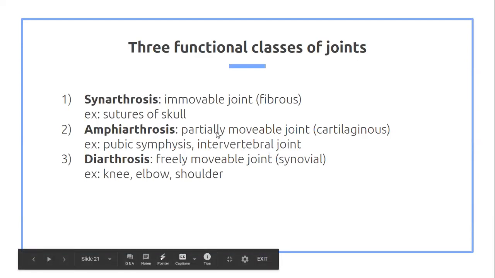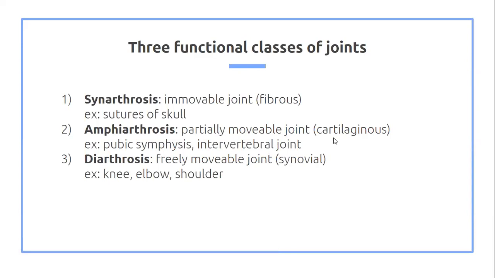Amphiarthrosis is a partially movable joint, which is the cartilaginous, and it's your pubis, pelvis, and your spine. And then you have your diarthrosis, which is your freely movable joint. So it's your knee, elbow, and shoulder. Just remember that these three terms are used to describe the function, how much you can move it.